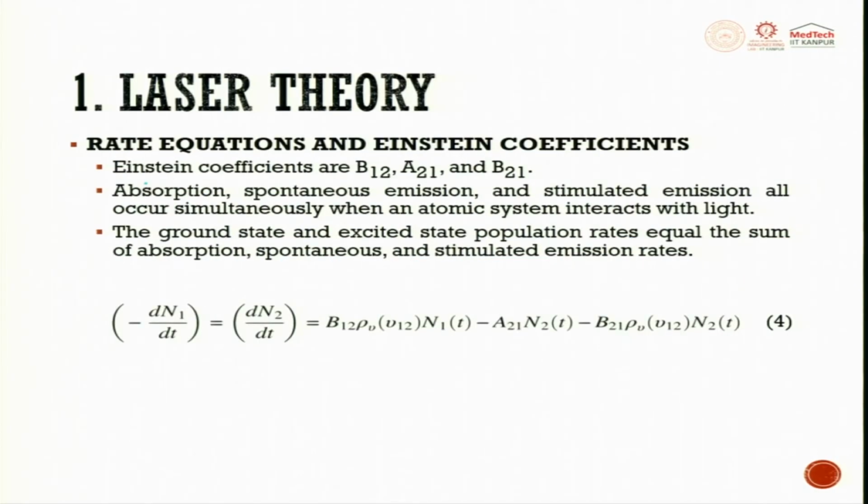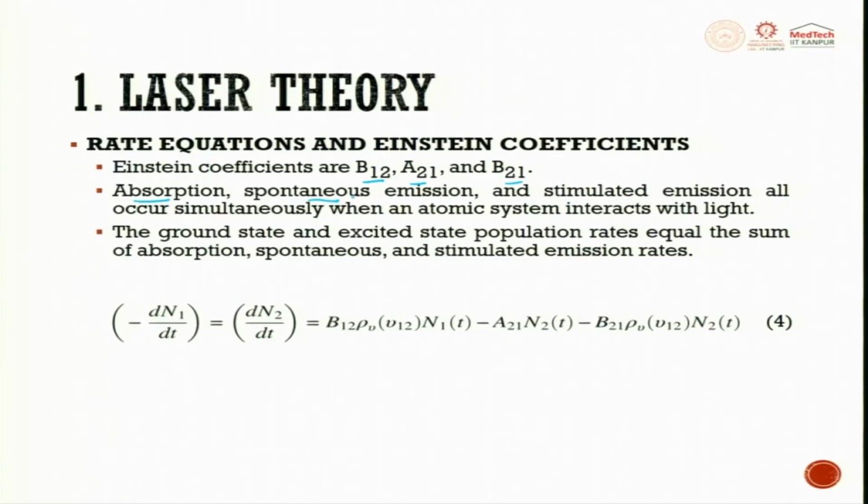Now, the Einstein coefficients B12, A21 and B21 can be directly pulled out from the literature. Absorption, spontaneous emission and stimulated emission all occur simultaneously when an atomic system interacts with light. All will happen simultaneously. It will not be one after the other.